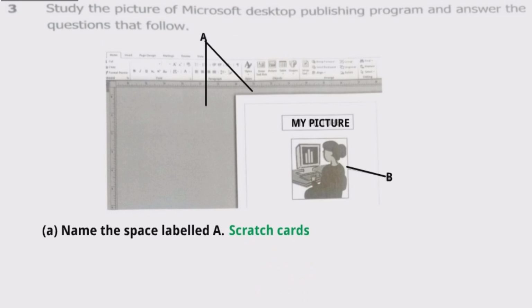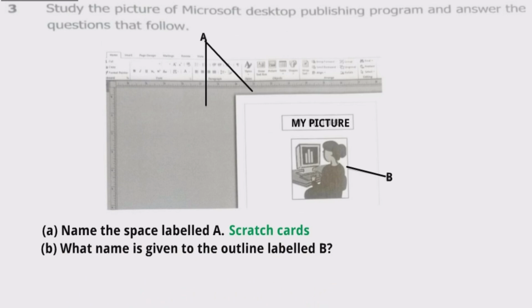Question 3B is what name is given to the outline labeled B? The outline labeled B can be called borderline or boundaries or border. So any of those three words are correct. You can write borderline or boundaries or border. All those three words are correct.